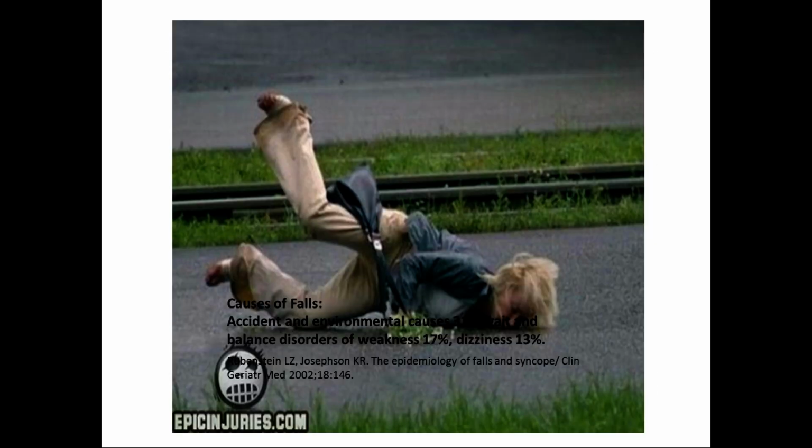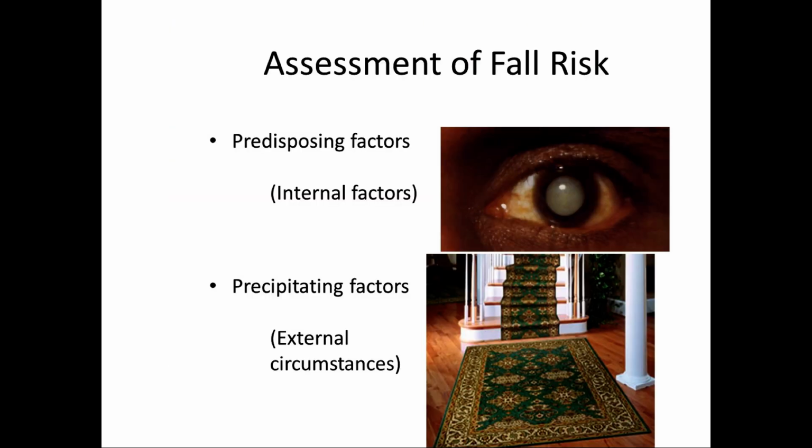The most common causes of falls are accidents and environmental causes, gait and balance disorders, or weakness, followed by dizziness, vertigo, and drop attacks. In clinical practice, dividing fall risk assessment into predisposing, or internal factors, and precipitating factors, or external circumstances, is helpful. Internal factors could be cataracts, orthostatic hypotension, or dysrhythmias. External circumstances could include obstructions on walking surfaces or loss of edgings on stairs from patterned carpets.